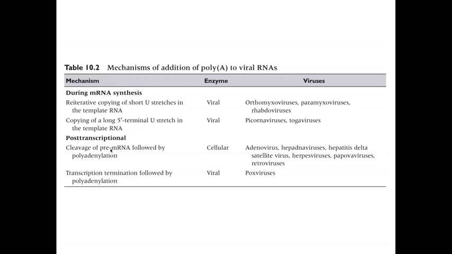For DNA-dependent RNA synthesis, or transcription, the addition of poly-A is different. For most of the DNA viruses we will talk about, the poly-A is added after cleavage of the pre-mRNA, followed by polyadenylation. There's just one exception, the pox viruses, which do it a very different way. They terminate transcription, and then they polyadenylate. So let's talk about how all these other viruses add poly-A stretches.